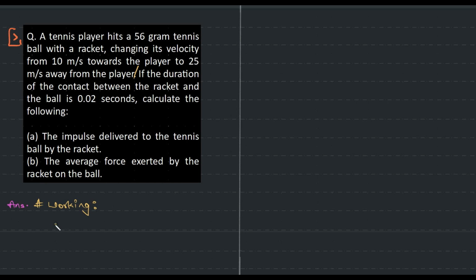So first things first, let's talk about the diagram. I'll do it here. So we have the person over here. The object is coming towards him, and we have a velocity of 10 meters per second. And after he hits it back, we have a velocity of 25 meters per second. The time of contact is 0.02. Then what else do we need? That's it.